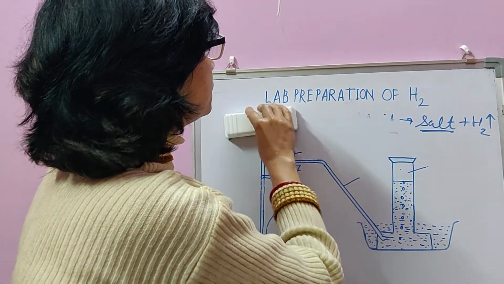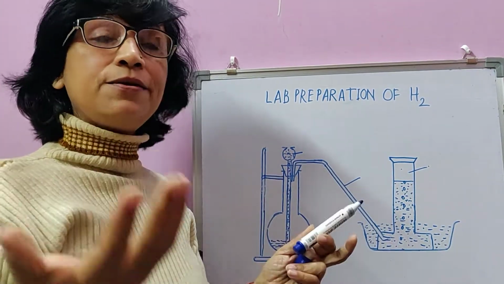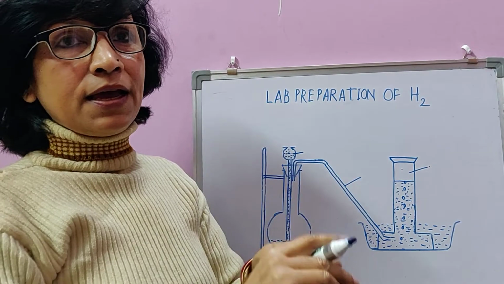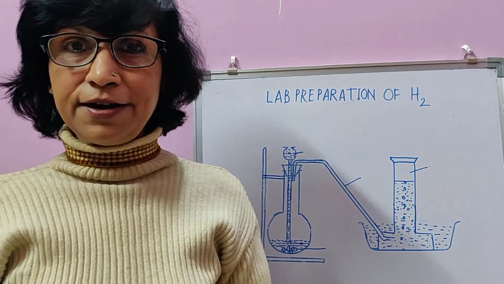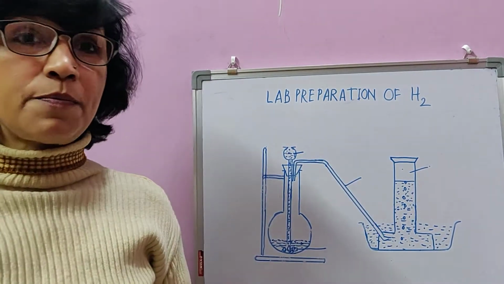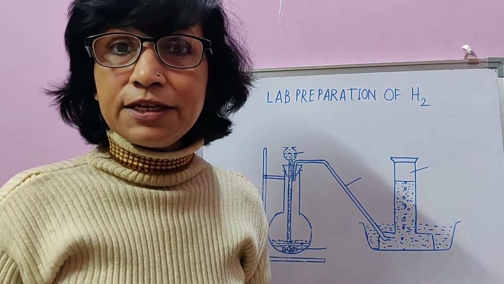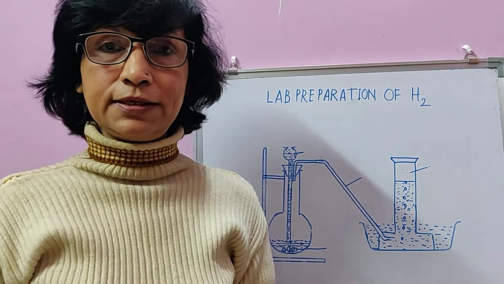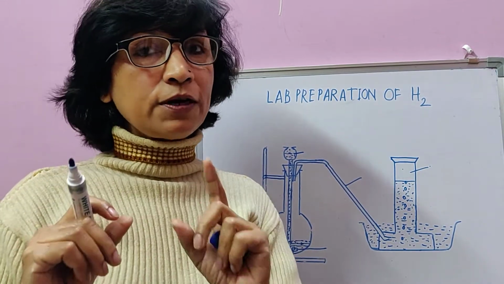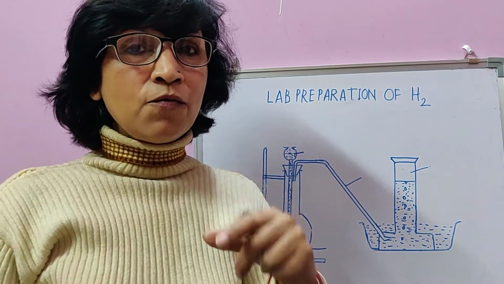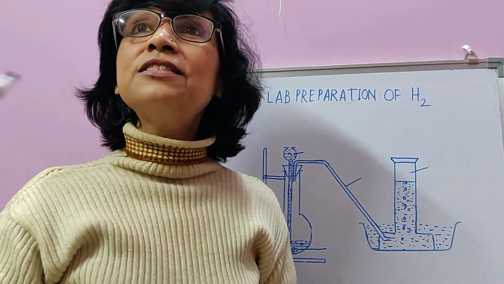So we can take any metal from the activity series which is above hydrogen for this reaction. Any metal means all: sodium, potassium, calcium, magnesium, aluminium, zinc, iron, tin, lead. Below hydrogen, obviously copper, mercury, silver, gold, platinum, etc. cannot be taken, because being less active than hydrogen, they cannot displace hydrogen from acids. But out of all these metals, we prefer to use zinc for certain reasons. Why do we prefer zinc only? We will discuss it in today's class and also in the next video.